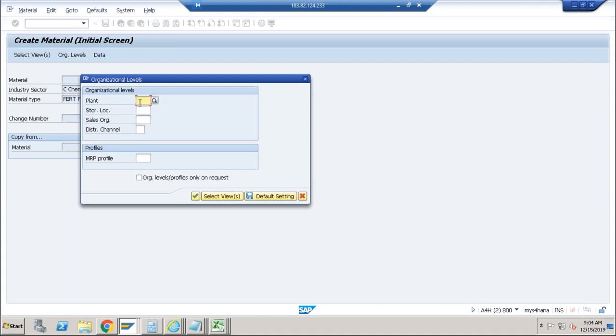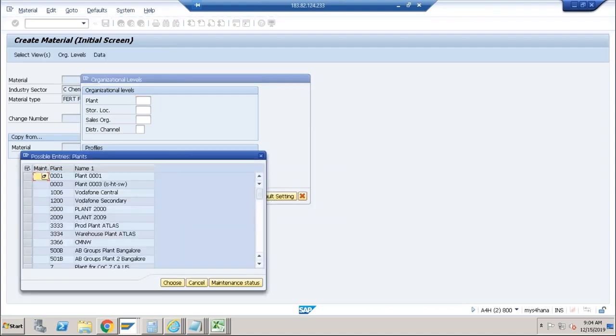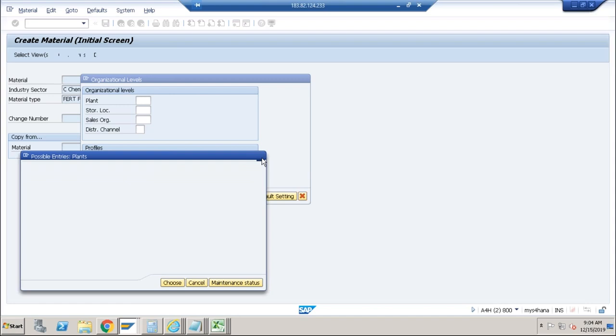So plant, have we created a plant? I don't think so. That is the reason I told you we need to do a lot of settings from PP and MM, and only then will we be able to see the costing. We don't have the plant. ABCS is not created as a plant. So let's maybe close here today.